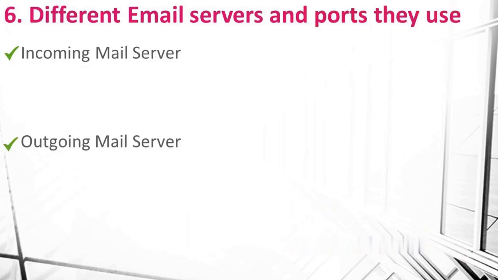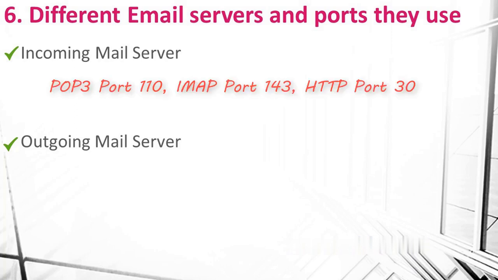Moving on to question number 6. What are the different types of email servers and which ports do they use? Now here we have two types of email servers: incoming mail server and outgoing mail server. The incoming mail server includes POP3 at port 110, IMAP at port 143, HTTP at port 30. The outgoing mail server is usually SMTP at port 25.